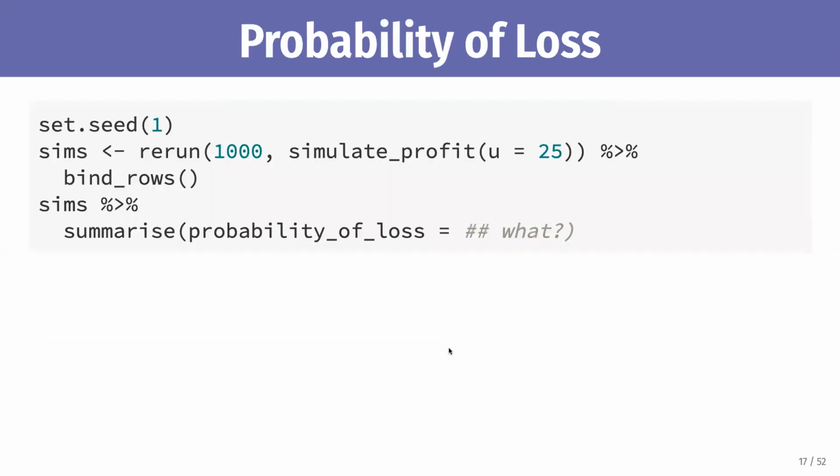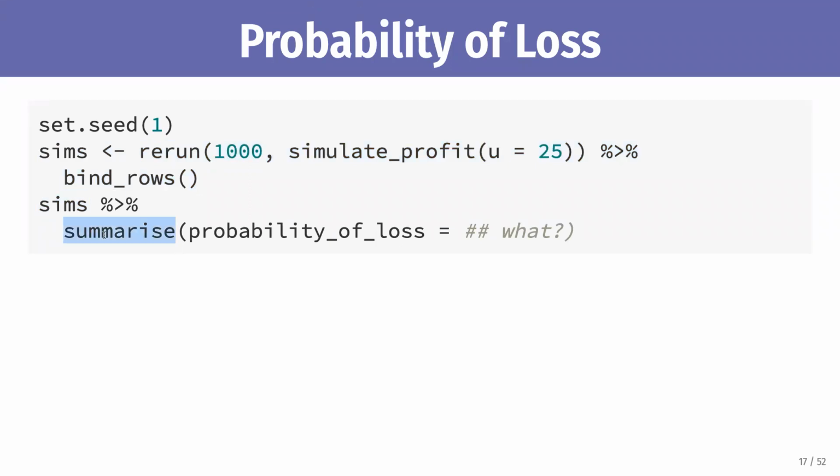And so in R, you can do it like this. Here I've just simulated under one condition, just when U equals 25. So I'm taking my same simulate profit function from before, but I'm just going to do it under one condition instead of doing the sensitivity analysis. I'm going to bind those rows together, so sims is going to have 1,000 rows here. And if I wanted to calculate the probability of loss, I would take that data frame.